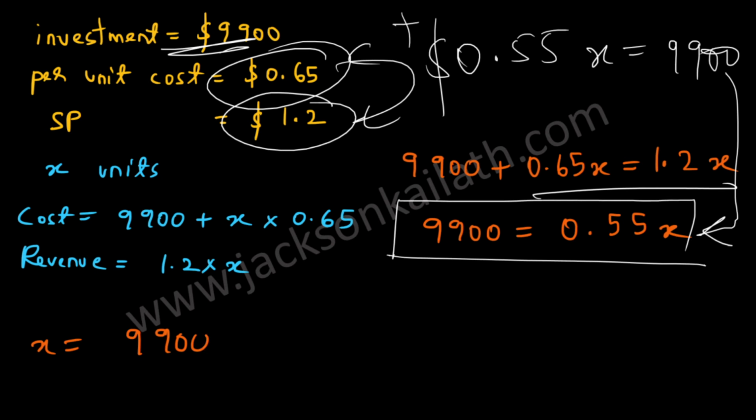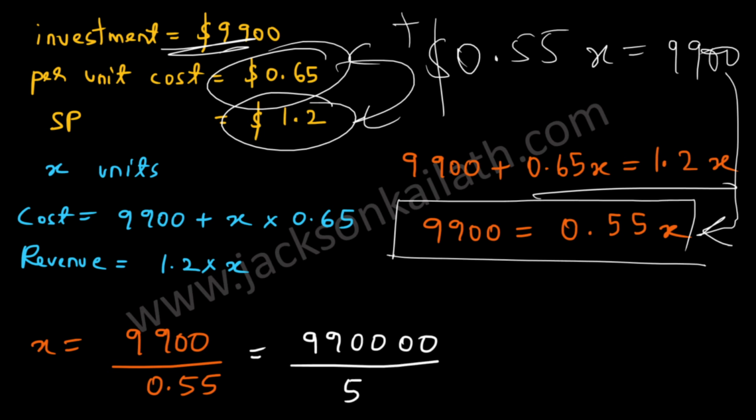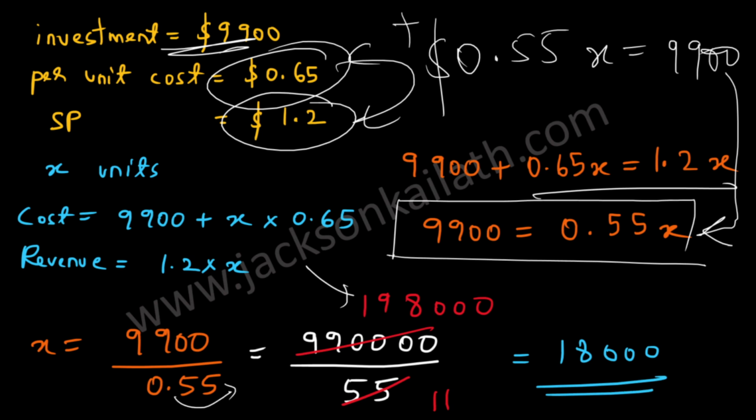X will be 9,900 divided by 0.55. So let's solve for X. So I'm adding 2 zeros over here and moving the decimal point by 2 places to the right. Now let's take out 5. Okay. Now you get 198,000 divided by 11. And yes, you can divide this by 11 also. You can see by the divisibility test that this is divisible by 11. So by dividing by 11, you will get the answer as 18,000. And that's the correct answer, which is answer option D.